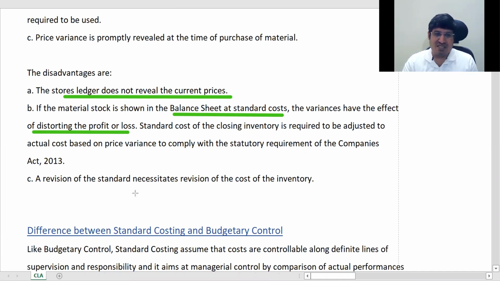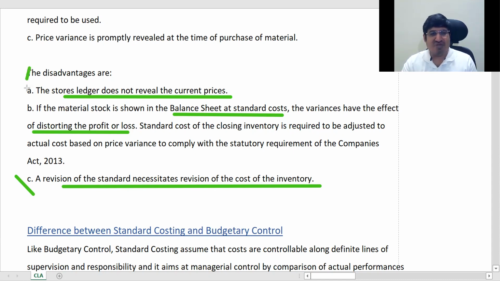And last is revision of standard necessitates revision of the cost of inventory. So this is there, but they've just put this for the sake of putting it. Standards are not revised every now and then. But yes, this is also a point: if standard is revised, then you will have to revise everything, right? So in actual, each time the values will be different, correct? So these are the disadvantages basically of using standard cost in your stores ledger.